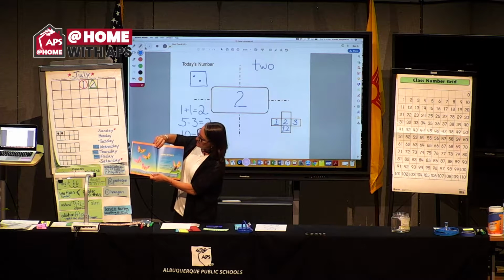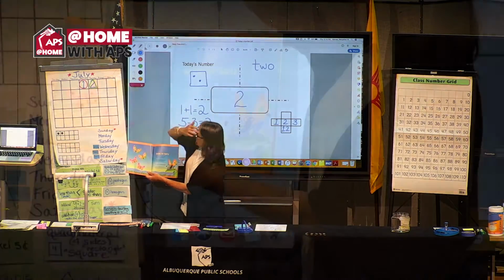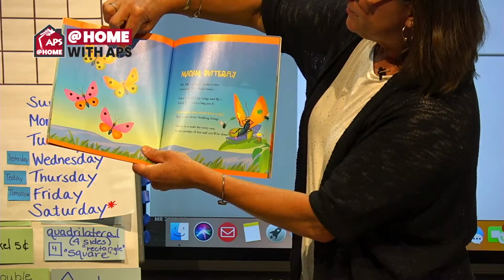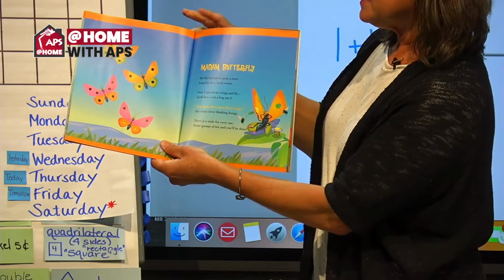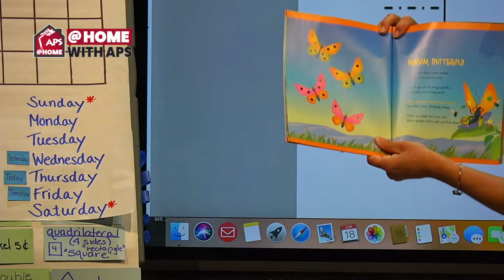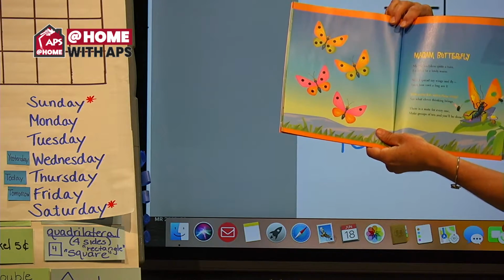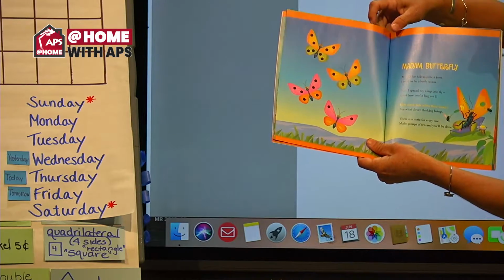So let's look at the dots on our butterflies. We need to think about making groups of 10. So let's see. This butterfly has 1, 2, 3, 4, 5, 6, 7, 8. What goes with 8 to make 10? It's our number of the day, isn't it? Do you see a butterfly that has 2, our number of the day? There it is. So these 2 go together to make 10.